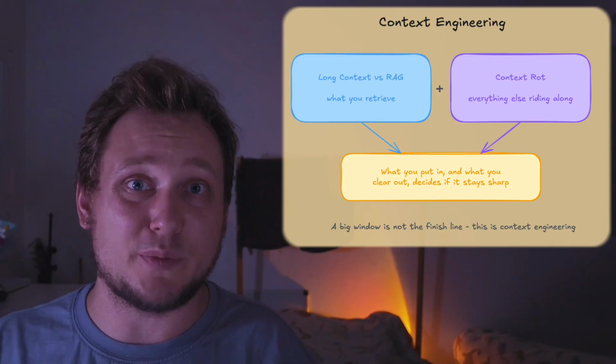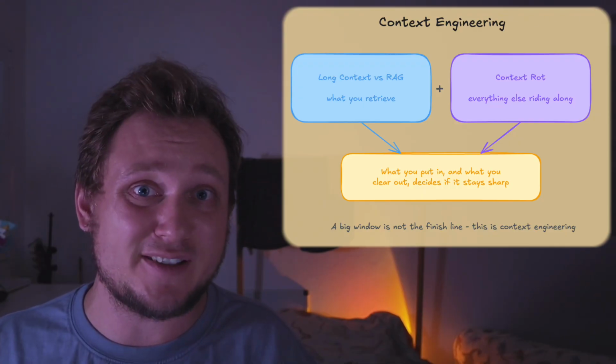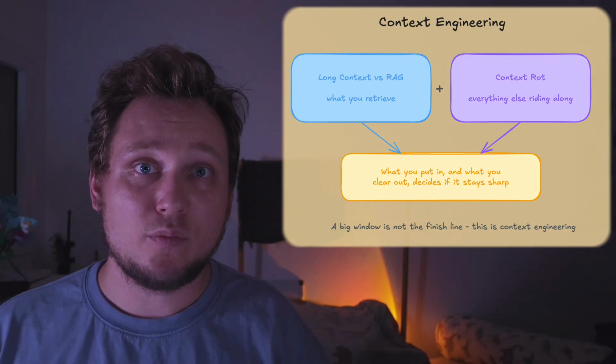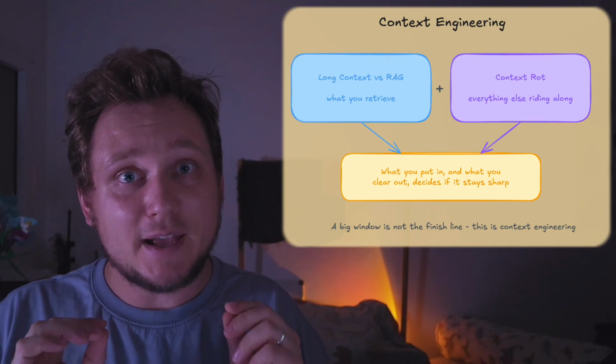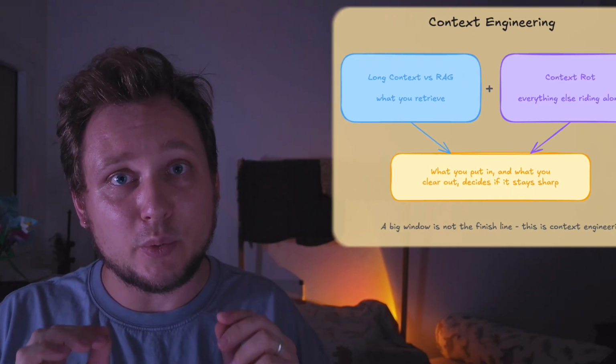If you watched my video on long context versus RAG, this is the sequel. Same problem, one level deeper. Not just what you retrieve, but everything else riding along with it. Next time your agent forgets something obvious, don't just repeat it. Check what is sitting in that context window first. That's the real skill behind long-running agents.